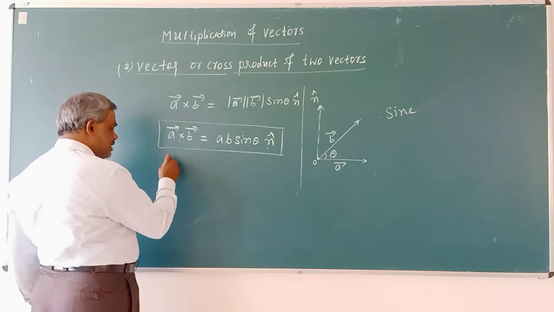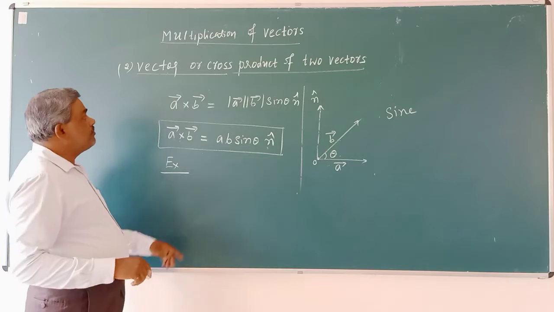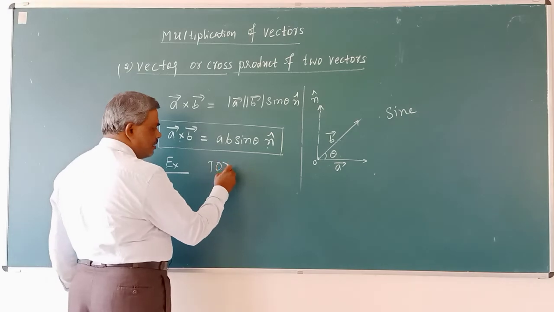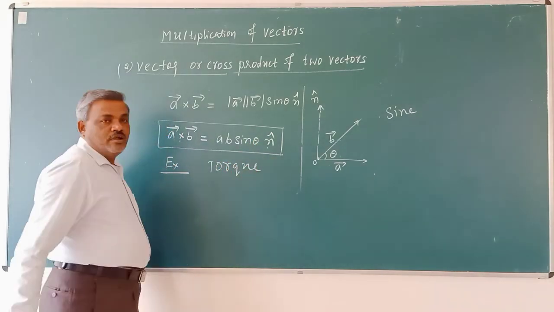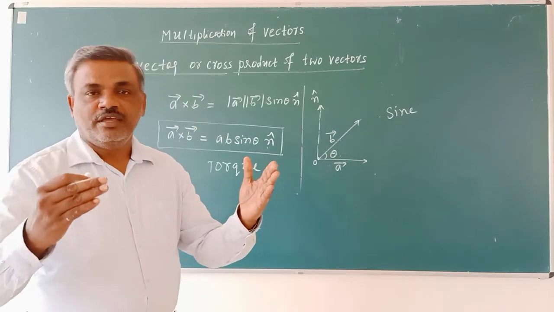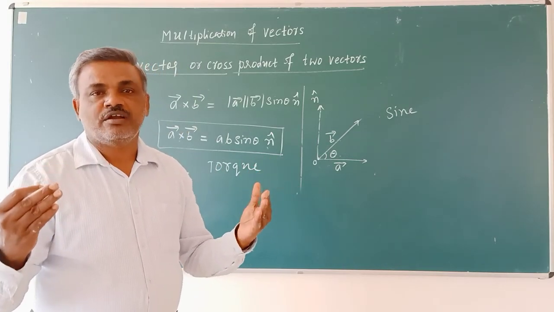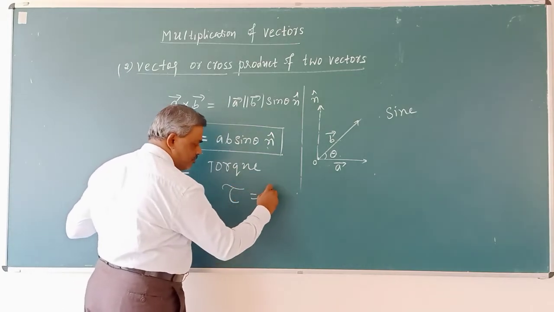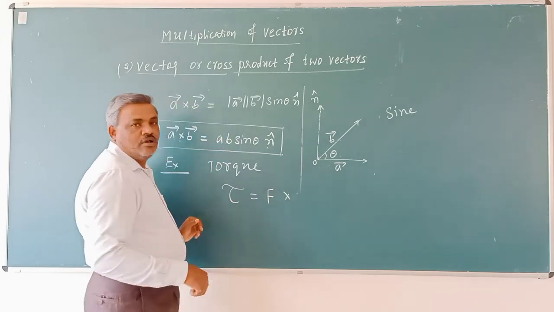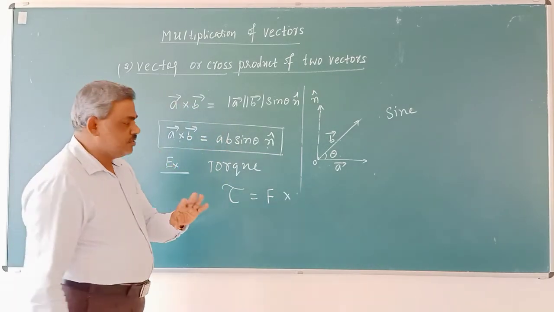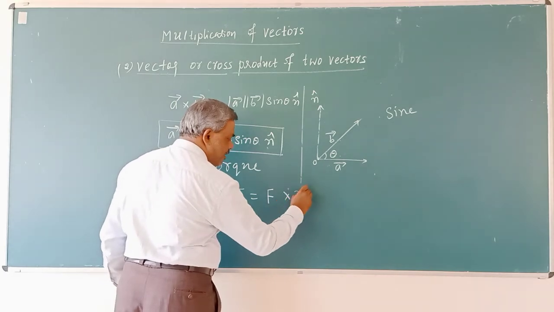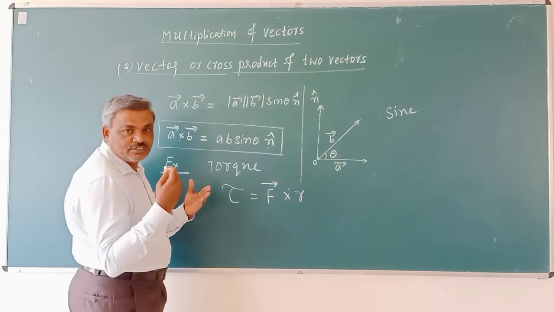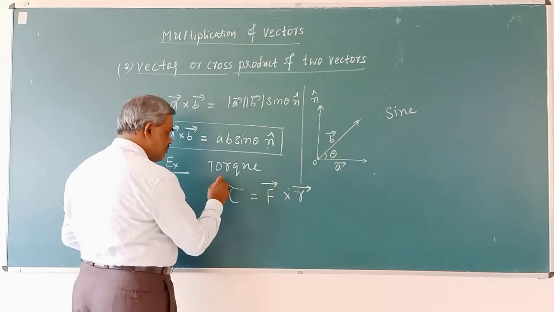Now an example. Give an example for vector or cross product of two vectors: torque. T-O-R-Q-U-E. Torque means the rotating ability of a force. Now torque, symbol tau, equals force into perpendicular distance between the two forces. Perpendicular distance means r. Force is a vector quantity, perpendicular distance is a vector, so torque is also a vector.